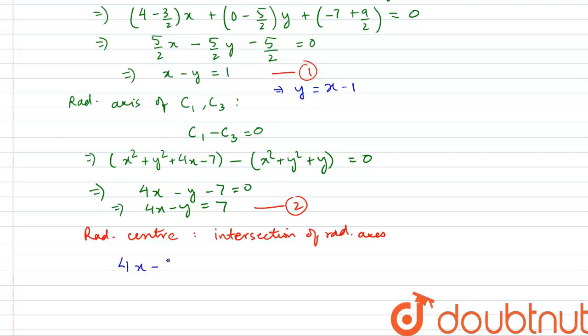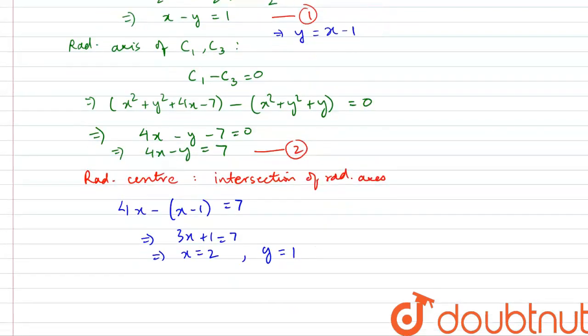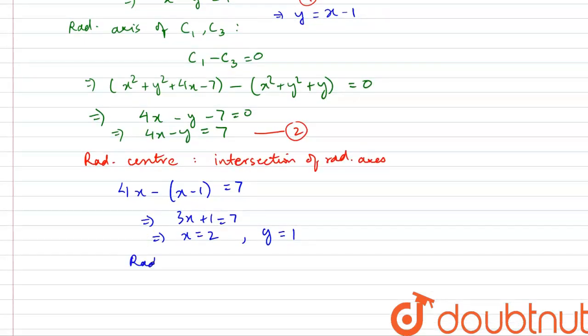So 4x minus y, which is x minus 1, is equal to 7. Wait, substituting gives 4x minus (x minus 1) is equal to 7. So this would imply that 3x plus 1 is equal to 7, or x is equal to 6 by 3, so x is equal to 2, right? So if x is equal to 2, then y is equal to x minus 1. So y is equal to 2 minus 1, so that is equal to 1. So the radical center is finally the point (2, 1), and this is your answer. x is equal to 2 and y is equal to 1. This is our radical center.